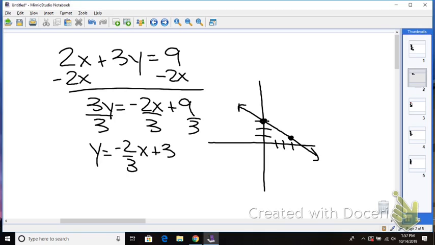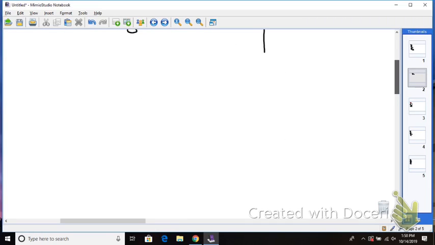So today what we're going to do is linear systems, which just means more than one linear line. And we're going to find a solution based off of their graphs. So you have to be able to do this today. So go ahead and grab your notes for 3.1.